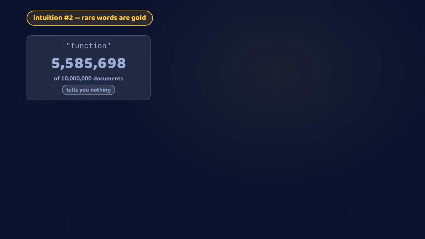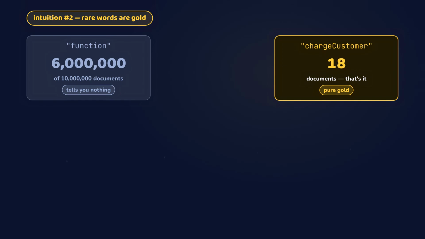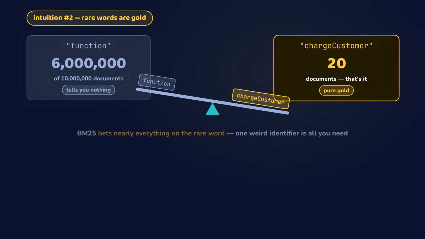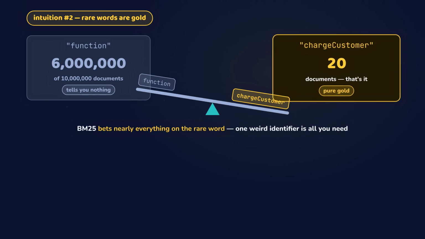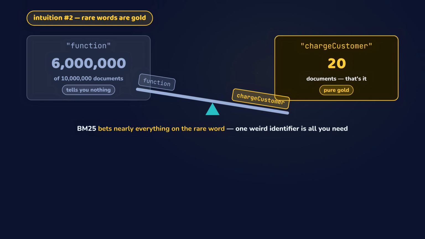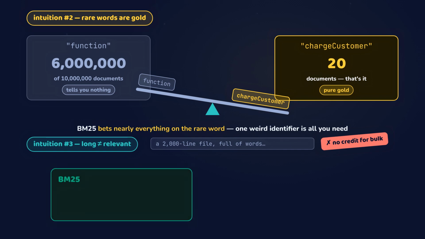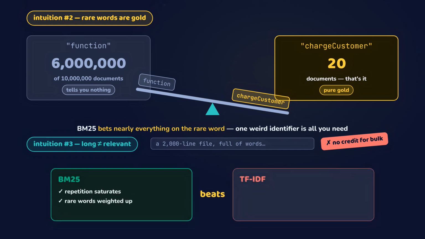2. Rare words are gold. In a 10 million document codebase, the word function appears in 6 million documents. It tells you nothing. Charge customer appears in 20. When a query contains both, BM25 bets nearly everything on the rare one, which is precisely why searching one weird identifier works so well. 3. Long documents get no credit for being long. And that triple is exactly where BM25 beats its ancestor TF-IDF, which kept over-rewarding repetition and bulk.